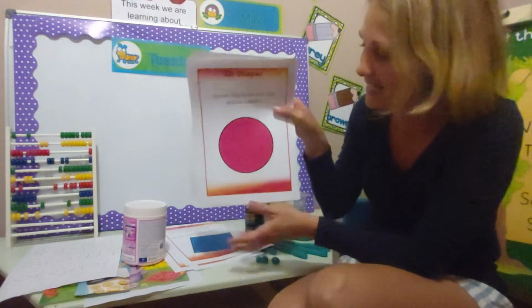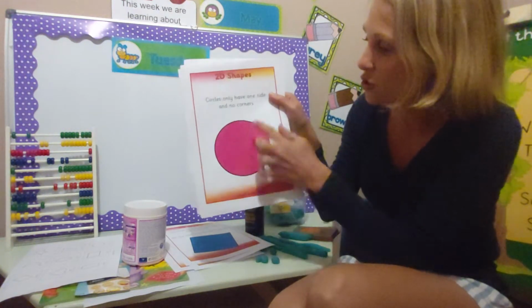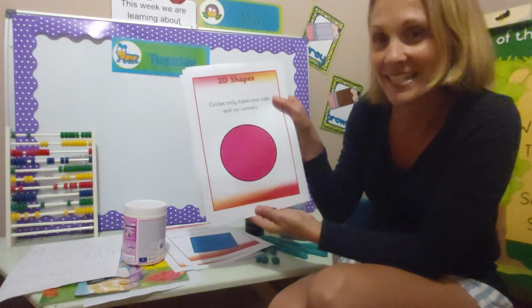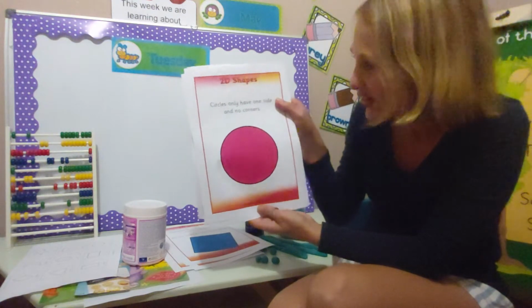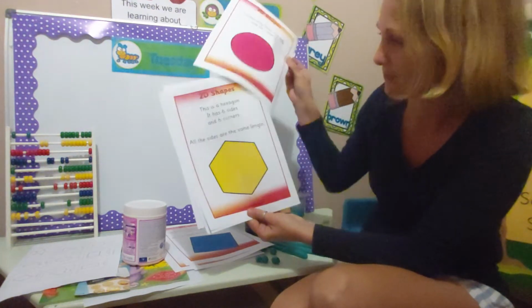Right, what shape is this? It goes round and around and around. It's only got 1 side and no corners. It is a circle. Very good. You boys are so fantastic.